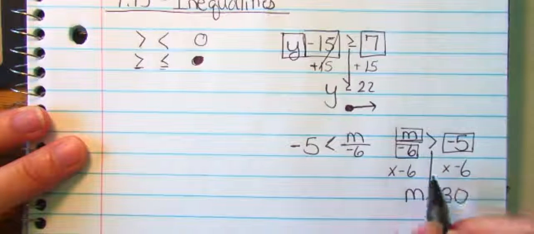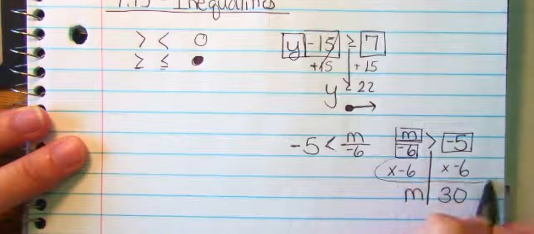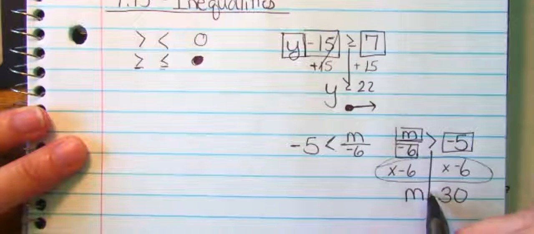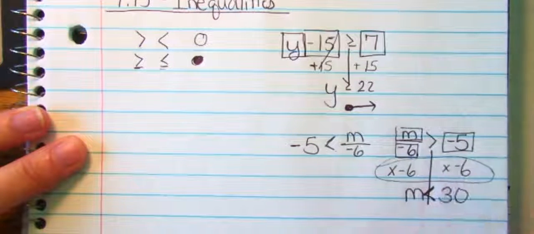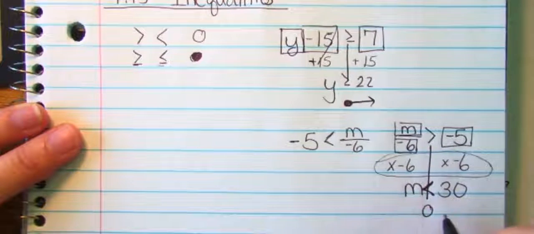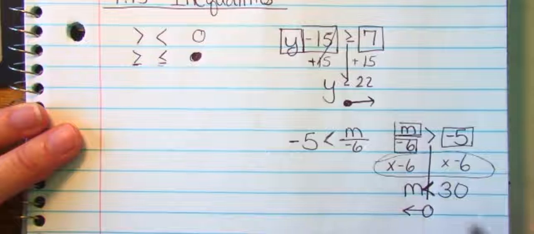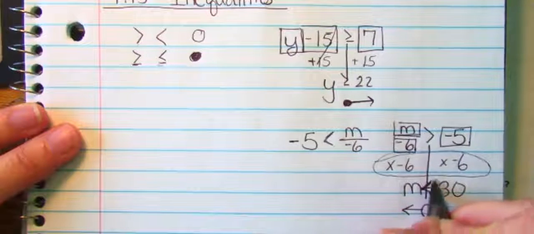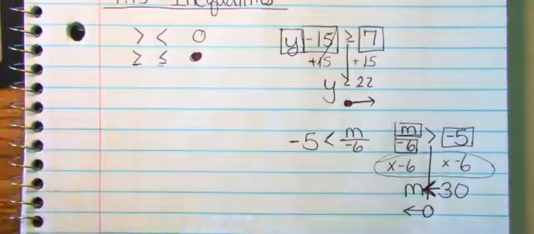Now be careful. Remember, when you multiply or divide by a negative number, you flip your inequality, so it would become a less than. So in this case, it would be an open dot pointing to the right, because our variable's first means I can just turn my symbol into an arrow.